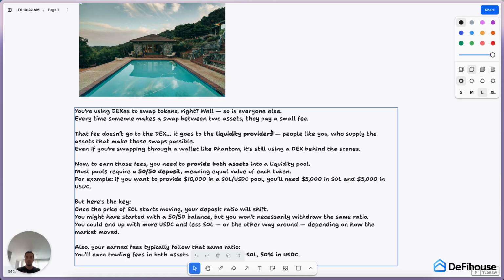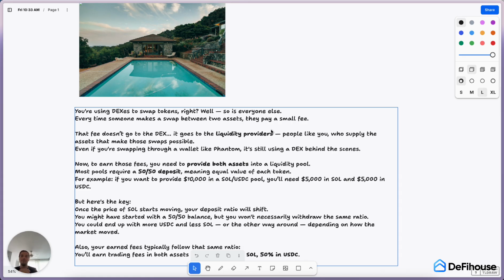But your deposit rate will also change, because at the time of withdrawal, you could end up with more USDC and less Solanas, or the other way around, depending on how the price moved. So it's totally normal. If you deposited 50-50, don't expect to withdraw 50-50 unless the price of Solana is exactly at the same price as when you deposited.